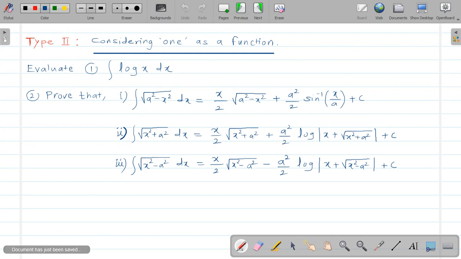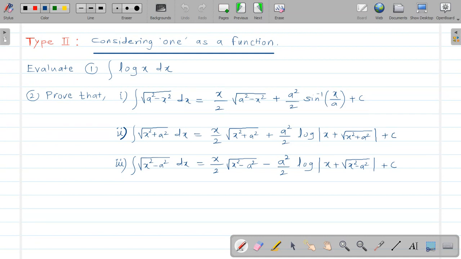Also we have to solve, or we have to prove, some results. That is, it is mentioned here: prove that integration of root of a square minus x square dx. Here also a single function is given, so we have to consider the other function as 1, and this is the standard rule, that is integration of root of a square minus x square dx is equal to x by 2 into root of a square minus x square plus a square upon 2 sine inverse of x upon a plus c. You have to remember this rule for further integration also. This is a standard integration.